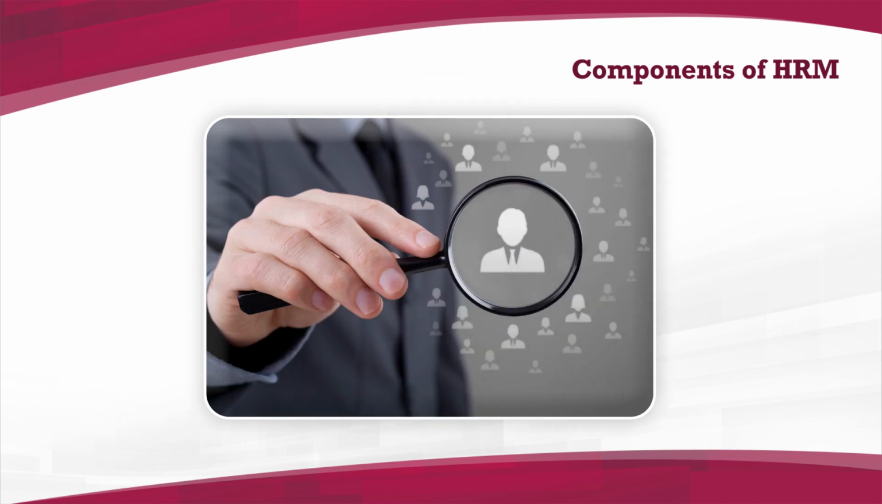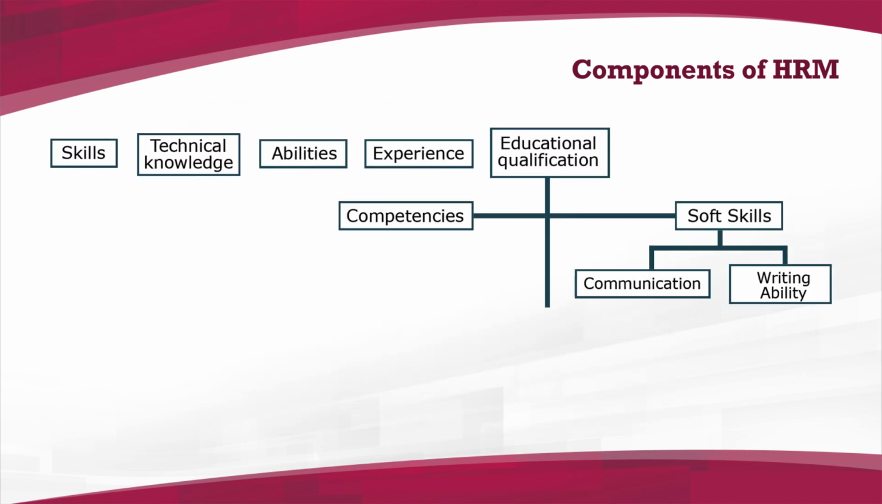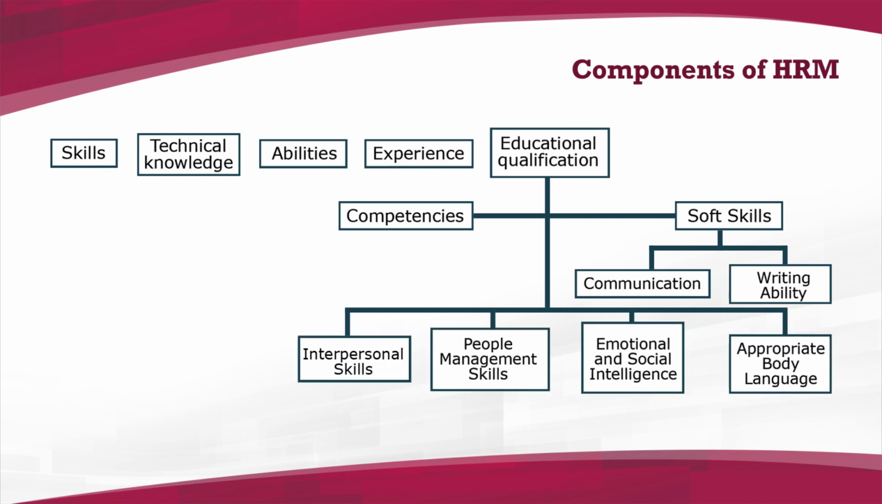Selection of employees is a difficult process, not only in that it is difficult to find the right candidate for the job, but more frequently, HRM needs to take into account a holistic view of how an employee will affect the organization. This includes what hard skills, technical knowledge, abilities, and experience a person has, including educational qualifications, also soft skills like communication, writing ability, competencies such as interpersonal skills, people management skills, emotional and social intelligence, and appropriate body language. These soft skills often make people effective at their job and stable within an organization.